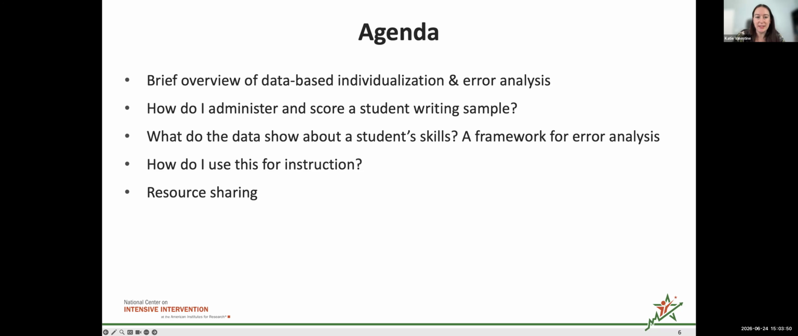And then I hope to answer, or at least start to address, three really common questions that come up in practice. Questions about, well, how do I actually get a student's writing sample? What do the data show about a student's writing sample? How can I use a certain framework for that, which I'll introduce midway through the webinar? And then, probably most importantly, what are the implications of this for instruction? And at the end, we'll have a really brief time for an awesome resource that NCII will be putting out shortly related to this.